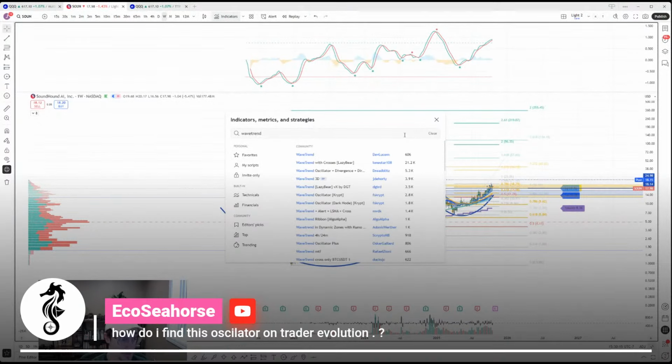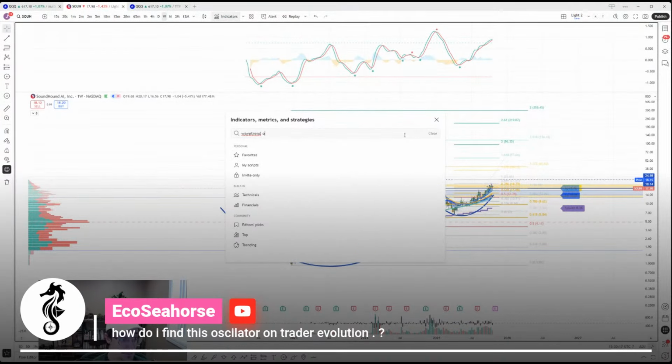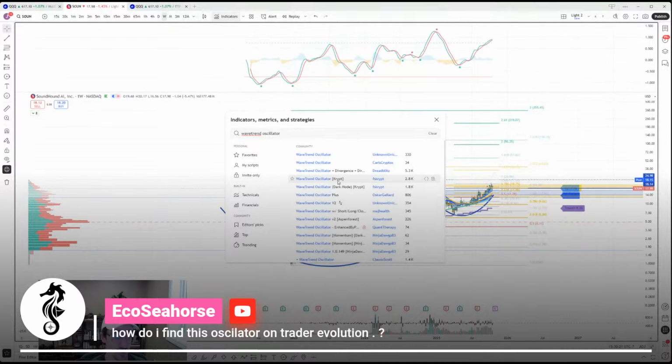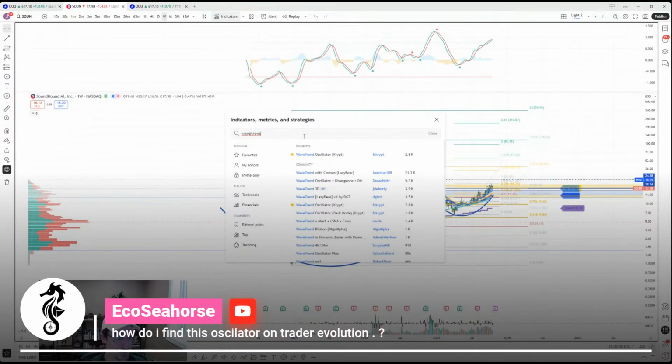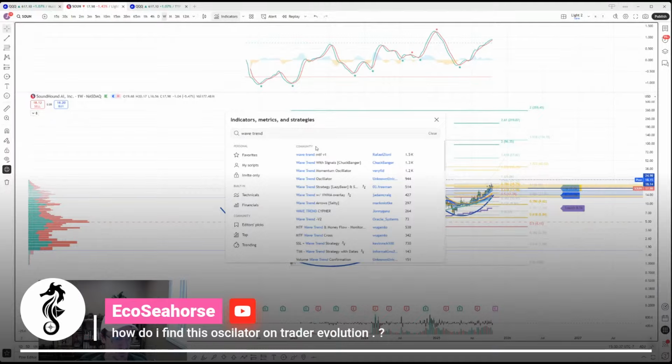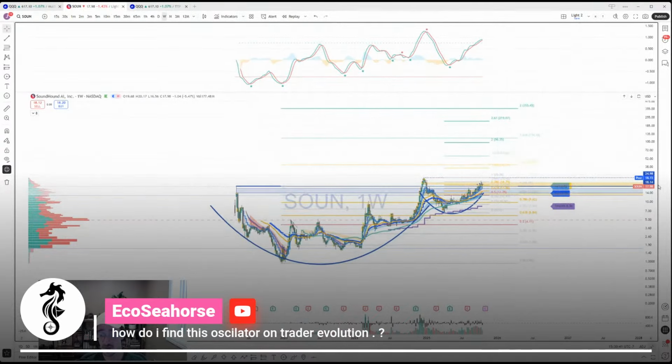WaveTrend, one word. And then it's going to be the one with crypt in the name. It's by FS Crypt. WaveTrend Oscillator Crypt. Lazy Bear also does all his stuff, usually really good. He has one as well. I think just called WaveTrend, or maybe he has a space. Yeah, you can check out Lazy Bear's as well, but I like Crypt's.